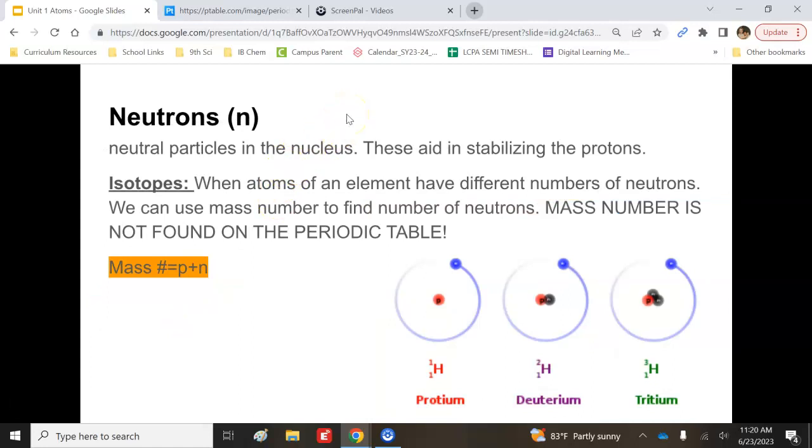Last up, we have neutrons. Neutrons are the neutral particles in the nucleus. They aid in stabilizing protons. Isotopes are made when atoms of elements have different numbers of neutrons, and we can use this mass number to find the total number of neutrons.